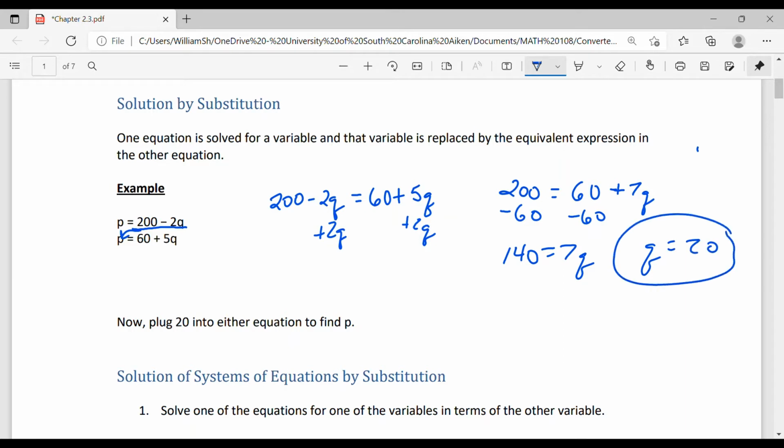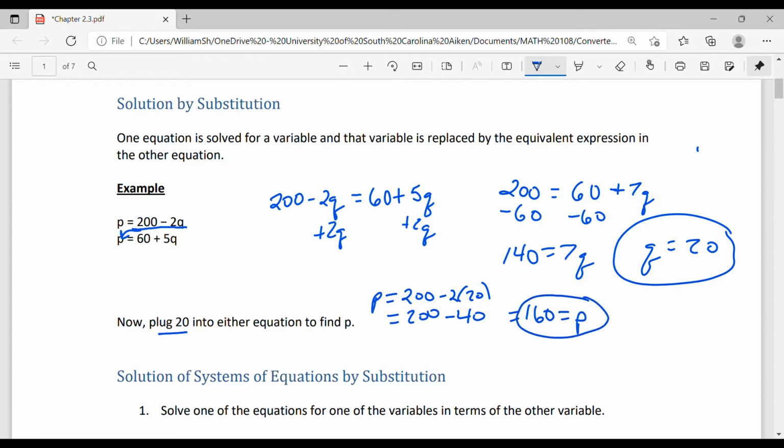Okay, we're not done yet. We still need to solve for p. So now we're going to plug 20 into either equation to find p. It doesn't matter which one, you'll get the same p either way. If I plug it into the first equation, p equals 200 minus 2 times 20, so p equals 200 minus 40, which is 160. So our p here is going to be 160.